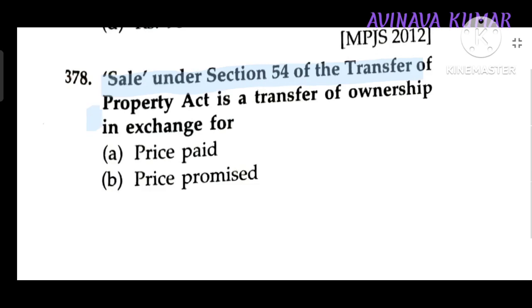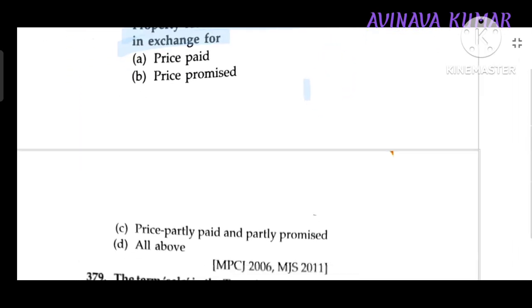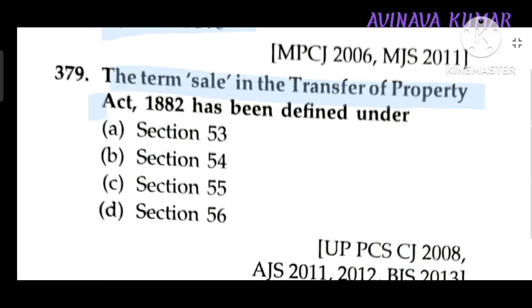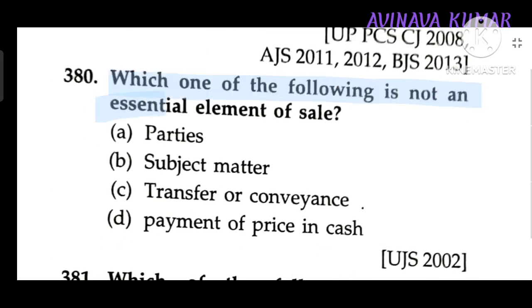Sale under Section 54 of the Transfer of Property Act is a transfer of ownership in exchange for all above: price paid, price promised, partly paid and partly promised. The term sale in the Transfer of Property Act 1882 has been defined under Section 54. Which one of the following is not an essential element of sale? Payment of price in cash.